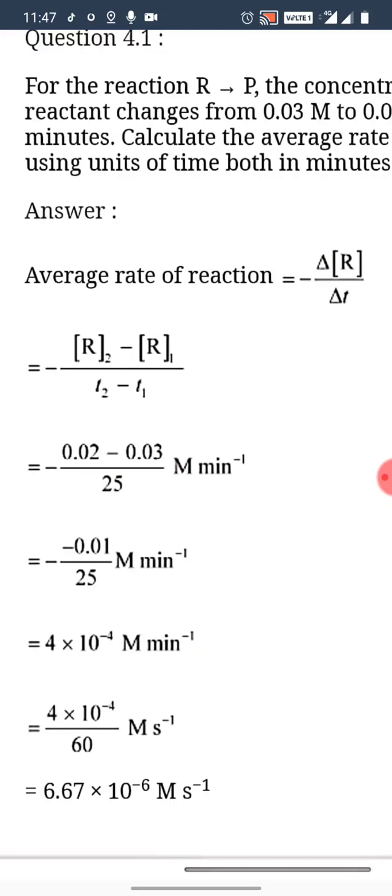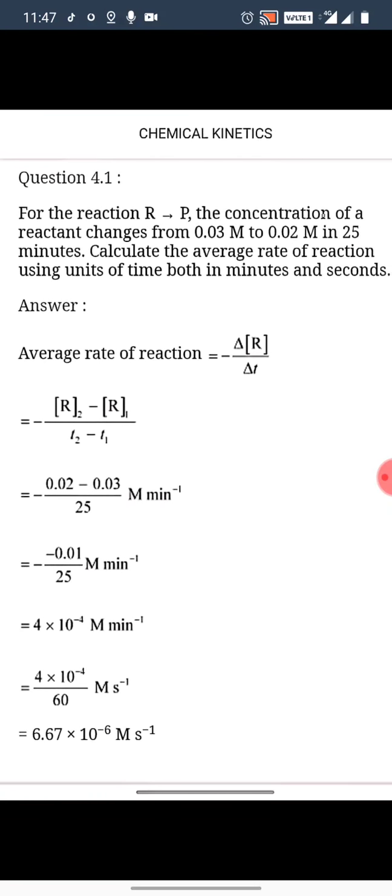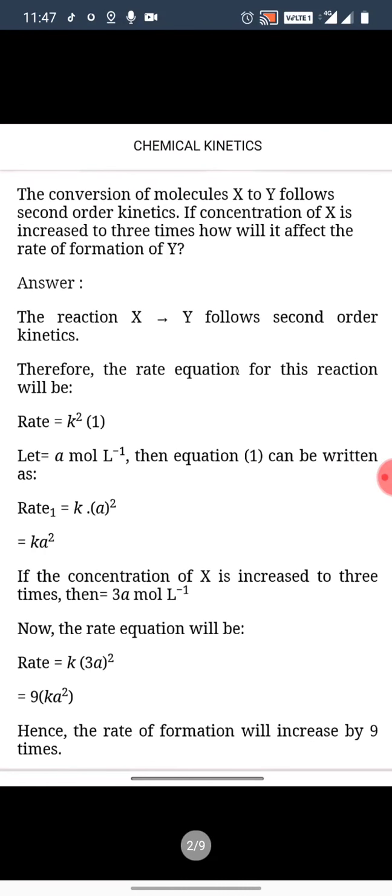And children, we have already practiced a number of numericals based on these calculations. You might get this in a 1 or 2 mark question in your board examination. So do practice such questions. Okay, now moving on to the next numerical.